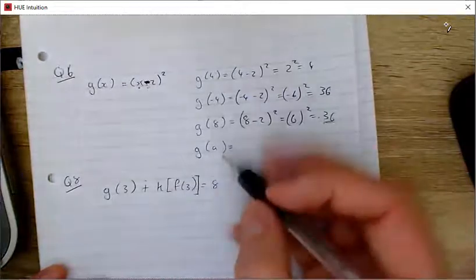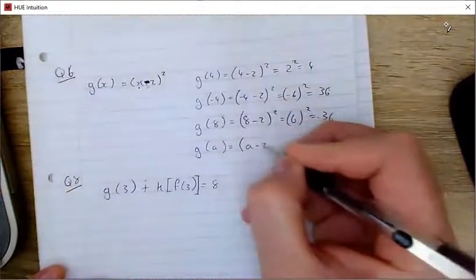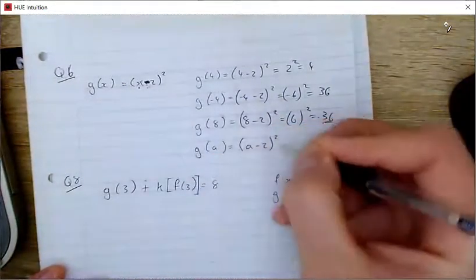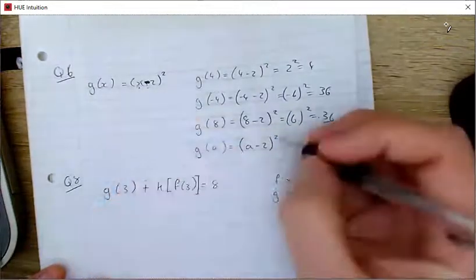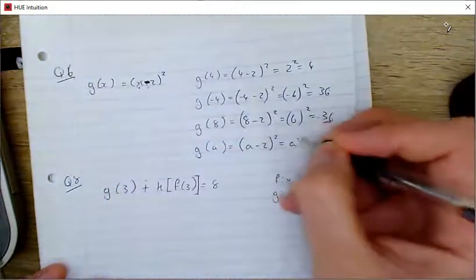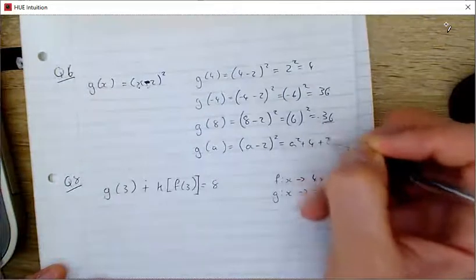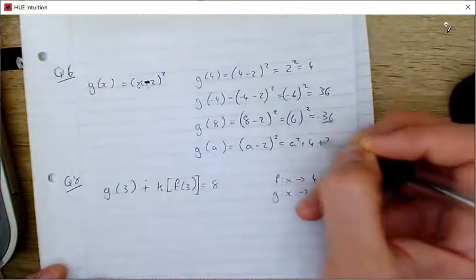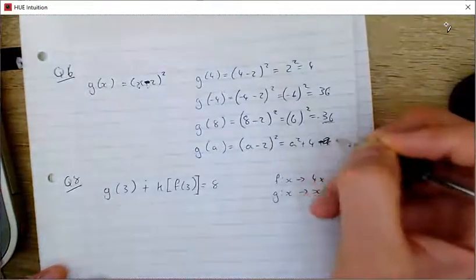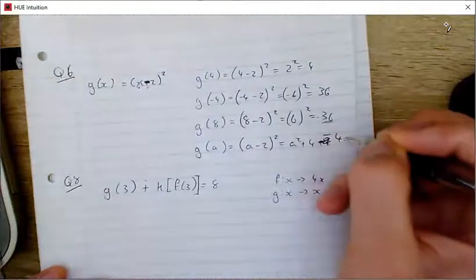You know if you plug an 8 in, you're only going to get one output. If you plug an a in, you get (a minus 2) squared. So g of a is (a minus 2) squared. Square the first, square the second, twice the product is minus 4a.